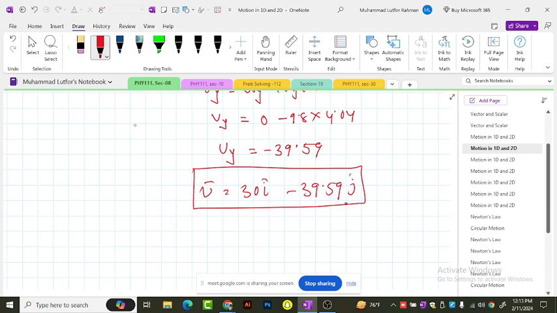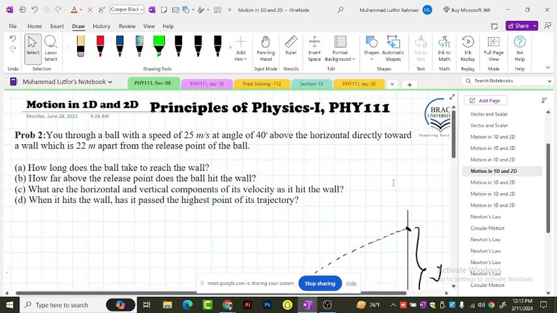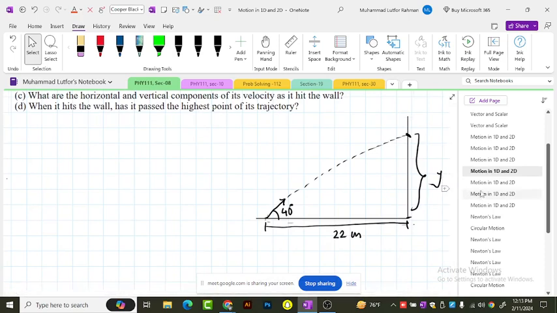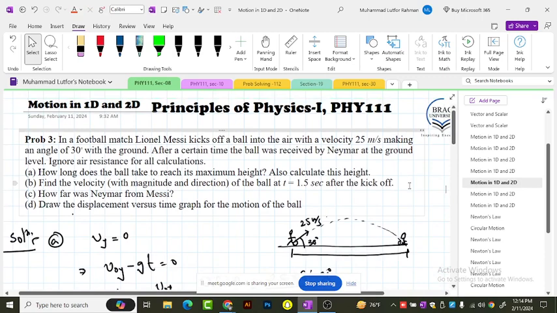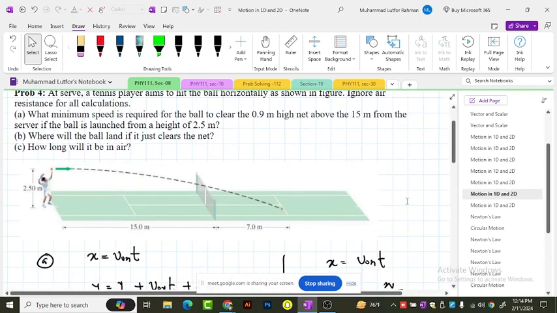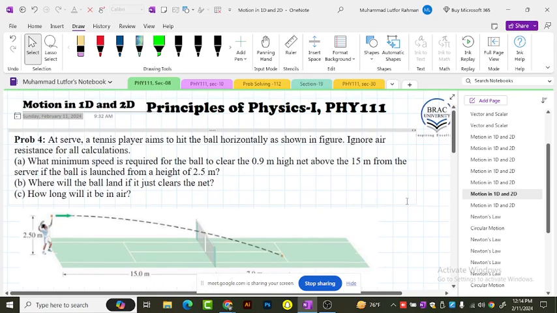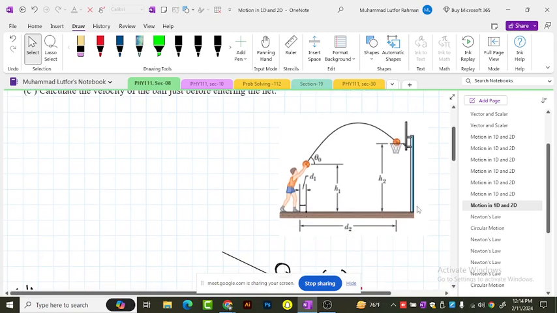I'll do 2 or 3 more problems in the next class, and I will also do some real life problems. I'm going to show you those problems. This is one case: you throw the ball towards a wall with some parameter. This is a football match I'm going to talk about between two players, and this is a tennis player serving the ball. We will also handle this part using this idea, and this is the basketball game we'll discuss in our next class. All right, that's all for today.